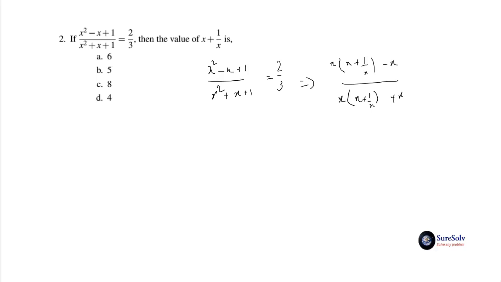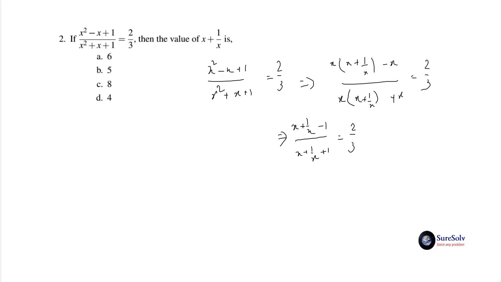X's are cancelled out, so we have got (x plus 1 by x minus 1) divided by (x plus 1 by x plus 1) equal to 2 by 3. We have just changed the LHS and didn't touch the RHS at all. Now from this expression, the problem can be solved in two ways.